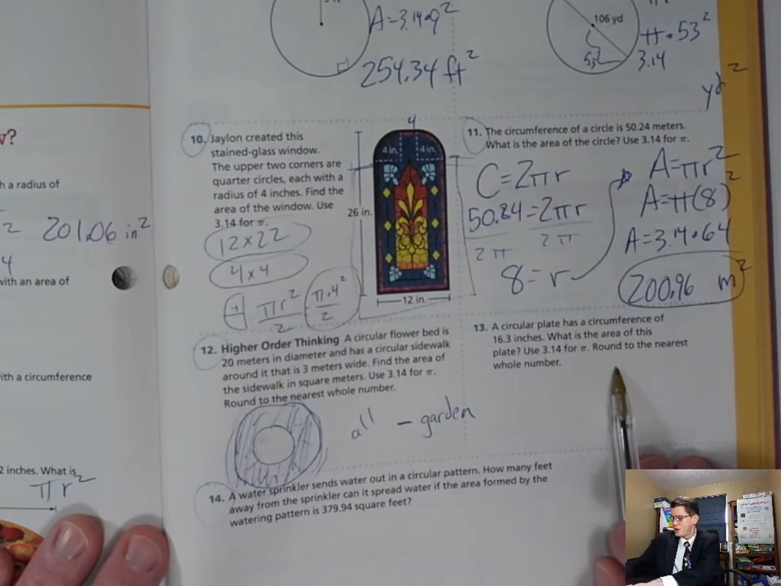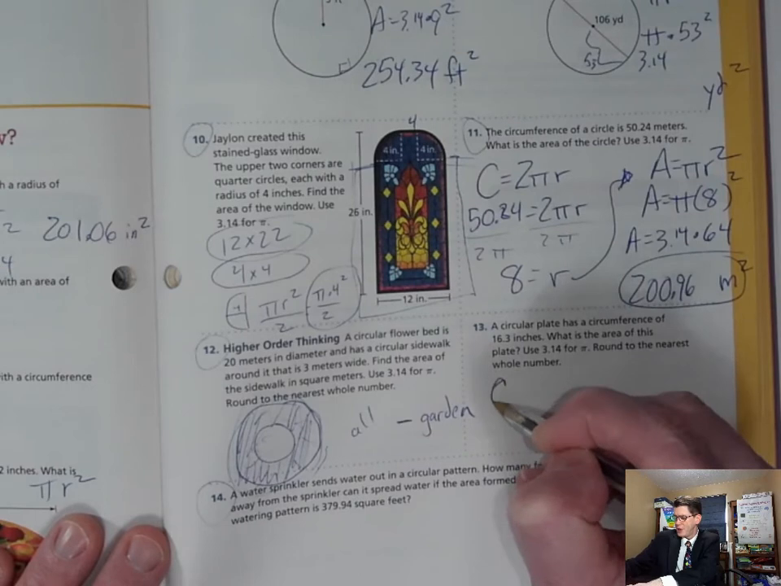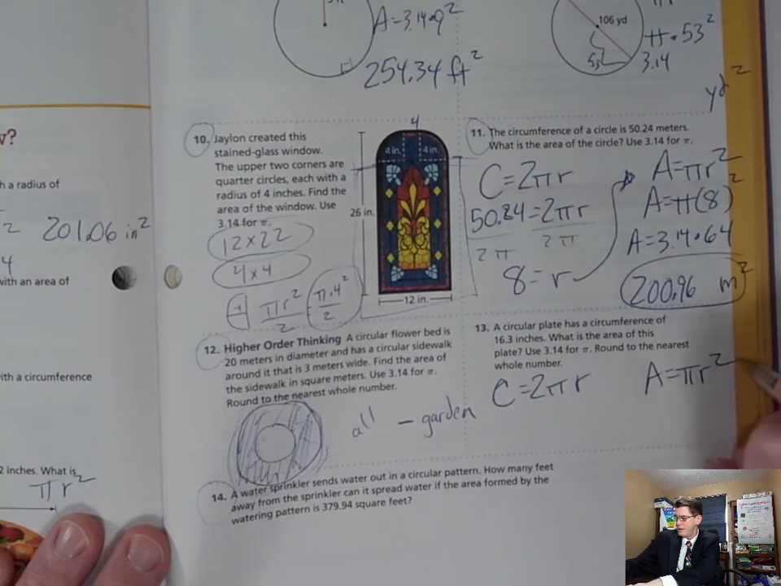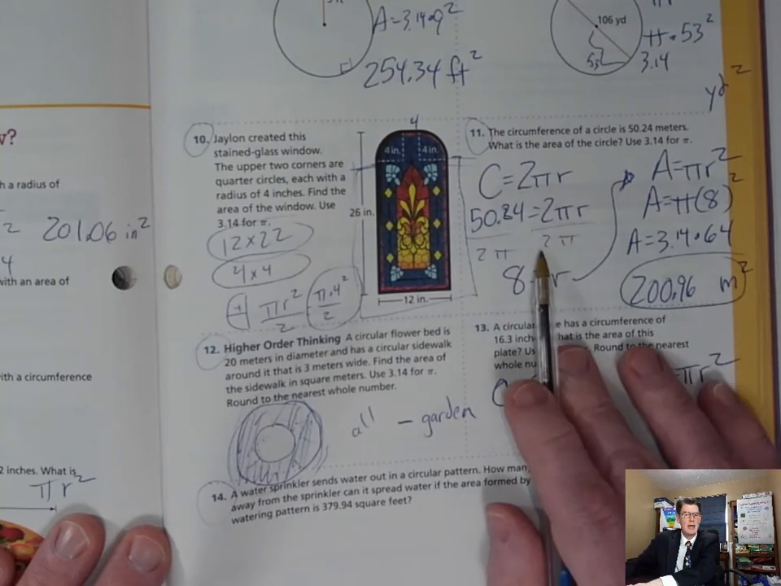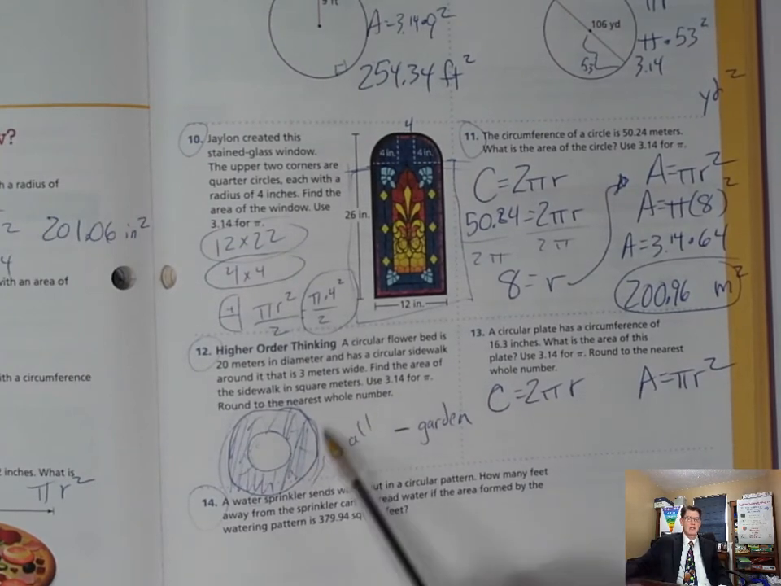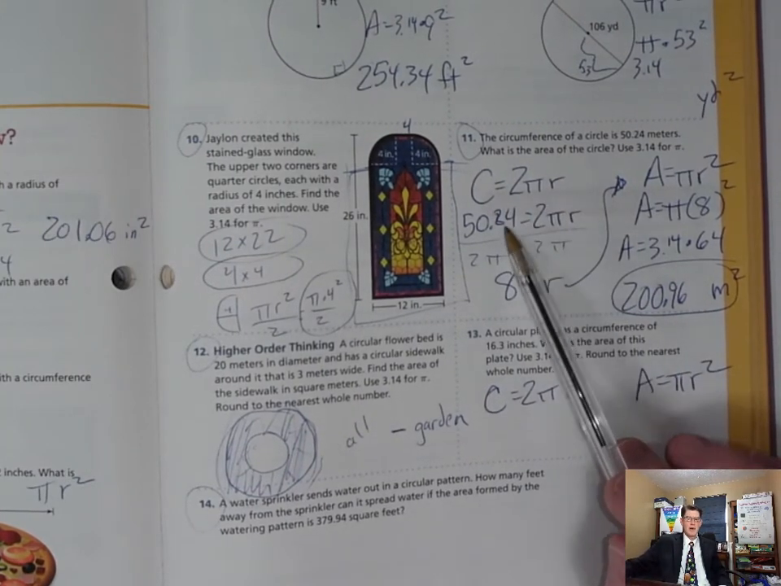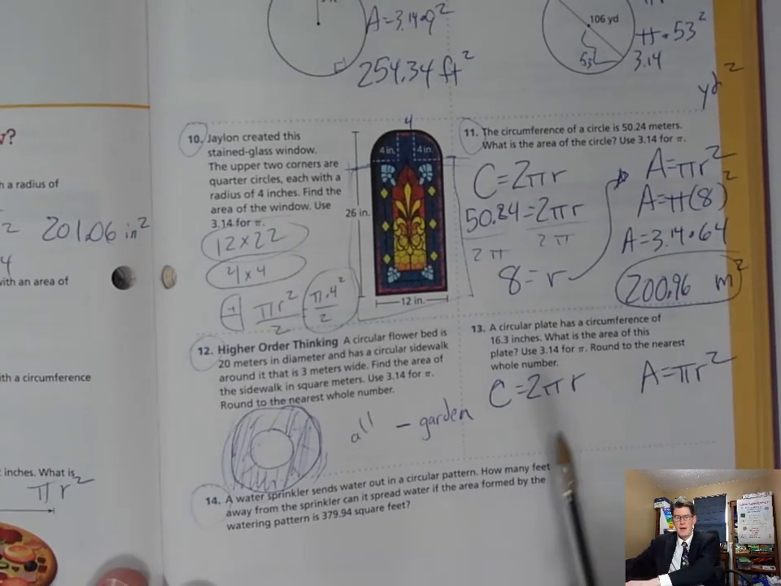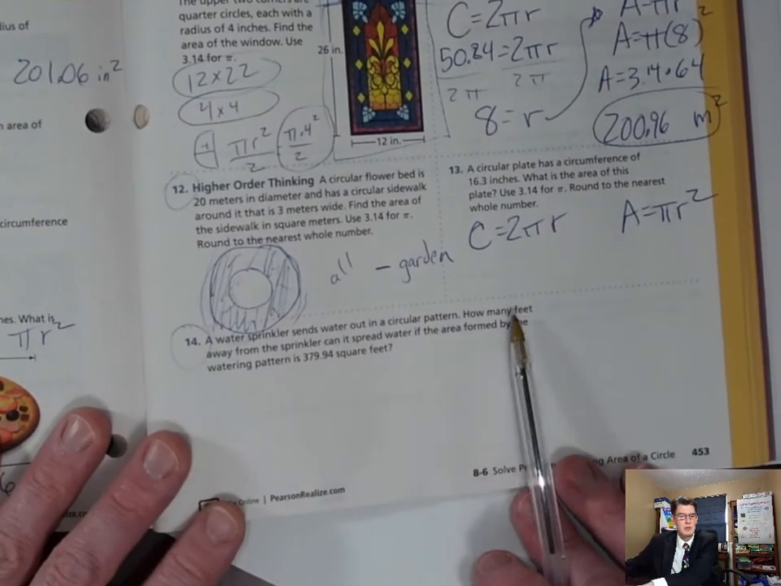Same thing right here, a circular plate has a circumference, so the circumference they give you. So what's the area then of it? That's another one like up here. So in this one, you're adding things together. Here, you're subtracting things off. Here, you're taking the circumference information to find the area. Same thing here. 14, they want you to work backwards.